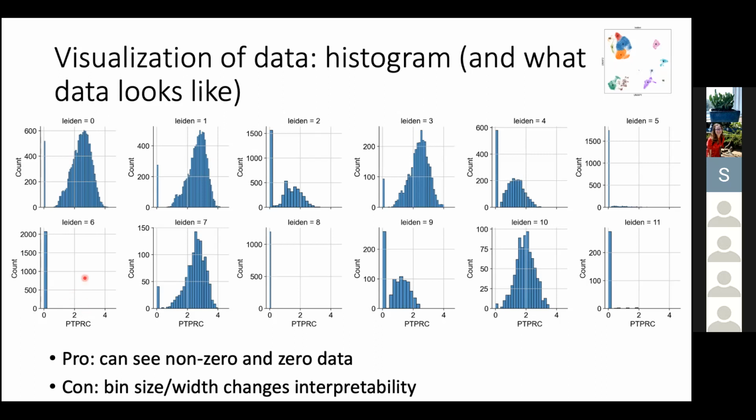Okay, so pros and cons. Pros, you can see the non-zero and the zero data very clearly. The cons are your classic histogram cons, which are if you change the size of the bin, it's going to change the interpretability of the data. I don't have an example of this, but I do have an example later of something similar.